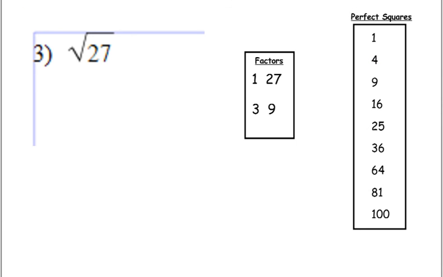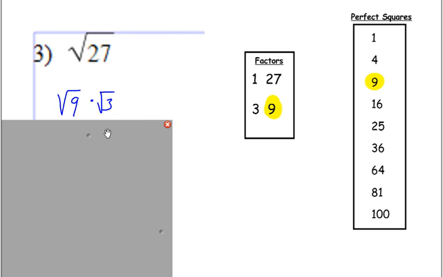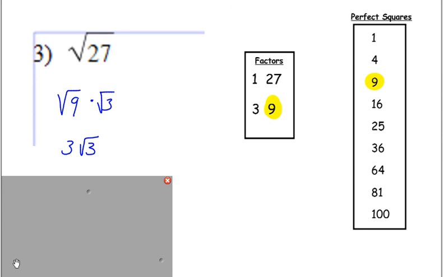The square root of 27. Here are the factors of 27: 1 and 27, and 3 and 9. Are any of these perfect squares a factor of 27? Well, 9 is a factor of 27 and a perfect square, so I can rewrite the square root of 27 as the square root of 9 times the square root of 3, which is 3 square roots of 3.